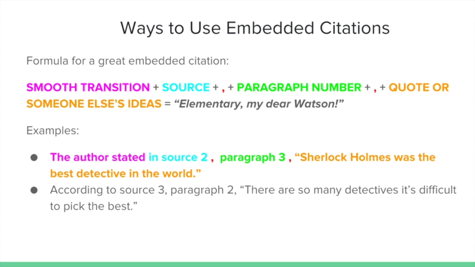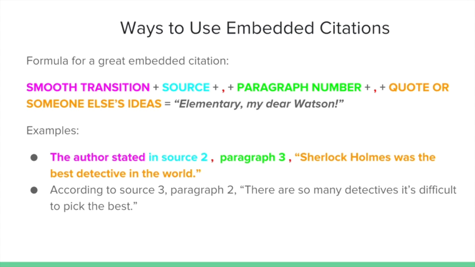Here's our formula. We've got in purple or pink, smooth transition. That's the first thing we need. Then we need a source number. Then we need a comma, and that's in red there. Then in green, we've got a paragraph number, another red comma, and then orange, quote or somebody else's ideas. That's how you're going to be doing that.